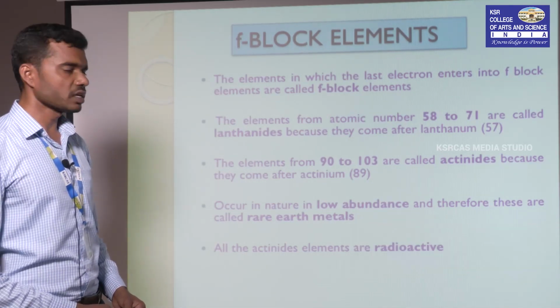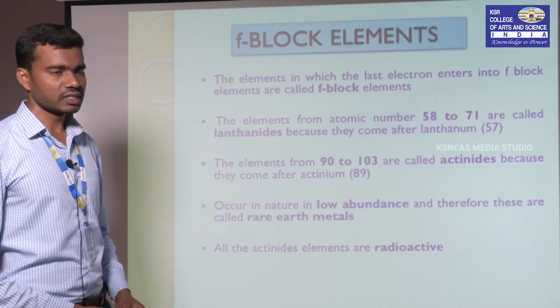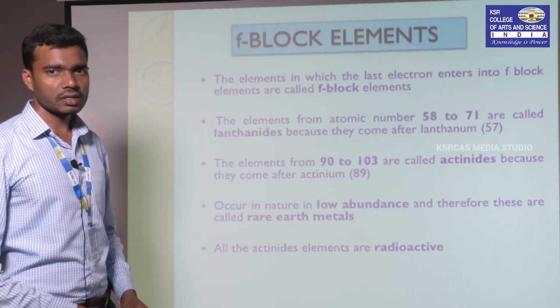Usually lanthanides occur in nature in low abundance, so they are called rare earth metals. All the actinides are radioactive elements.